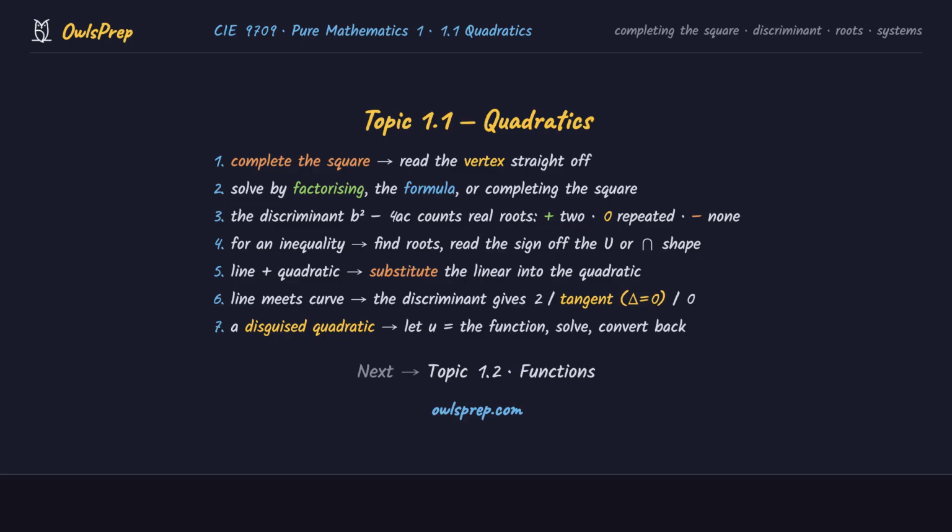4. For an inequality, find the roots, then read the sign from the U or inverted U shape. 5. Solve a line and quadratic pair by substituting the linear equation into the quadratic. 6. To see how a line meets a curve, substitute and let the discriminant count the intersections. 0 means the line is a tangent. And 7. Spot a disguised quadratic, substitute for the hidden function, solve, and convert back. Master these, and much of the rest of paper 1 leans on them.